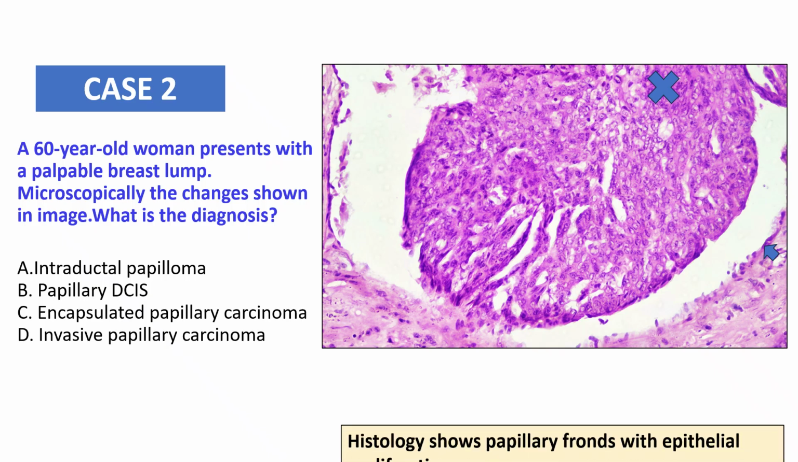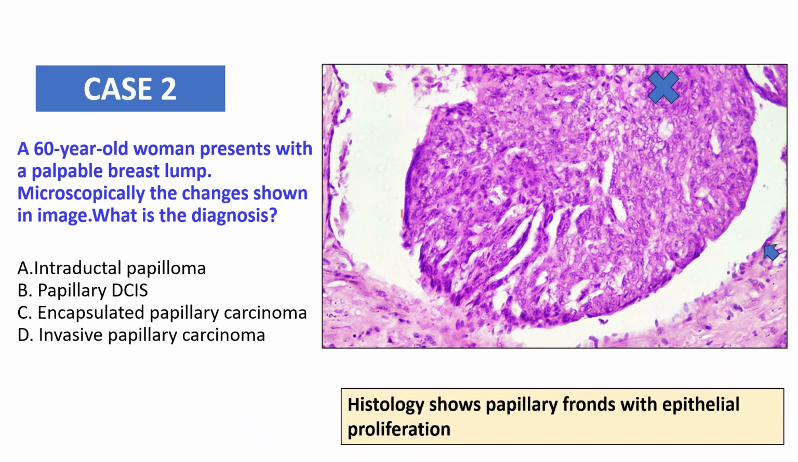Confirm it. Okay. So here you are able to see this is a duct, and here you are able to see papillae within the duct. So there is a papillary frond. So it is a papillary neoplasm. The next thing is invasion. Okay, so the lesion is confined to the duct, no stromal invasion, invasion ruled out. Next thing is capsule, no capsule.